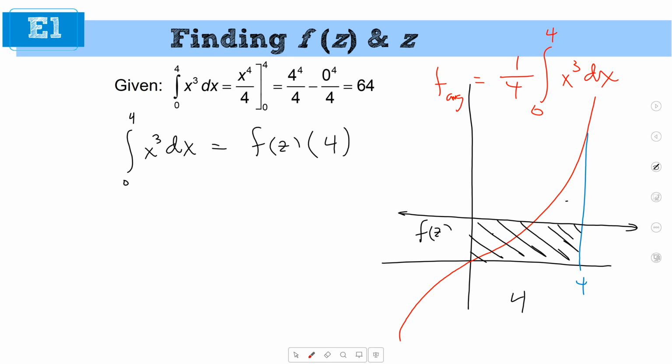This I know, 64. Will you still love me when I'm 64? So f of z is equal to 16. Woohoo!